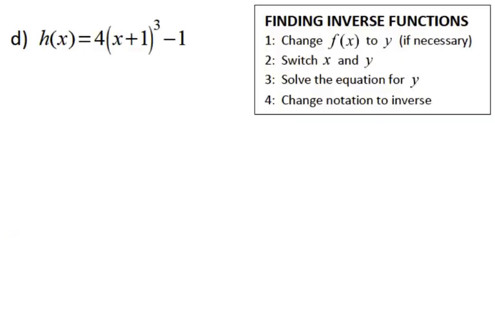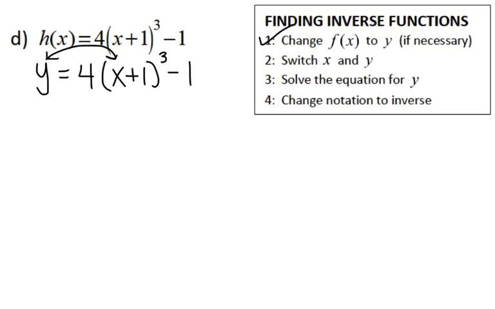For this one, again, step 1, change f of x to y, or in this case it's h of x. So I have y equals 4 times x plus 1 cubed minus 1. So step 1, done. Step 2, switch the x and the y. So I have x equals 4 times y plus 1 cubed minus 1. Step 2, done. Step 3 is to solve the equation for y.